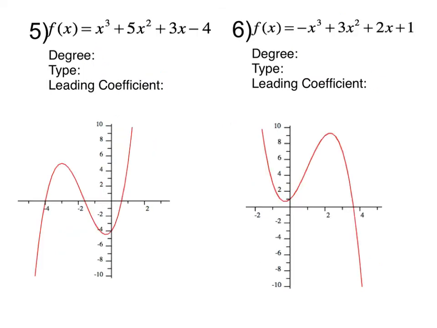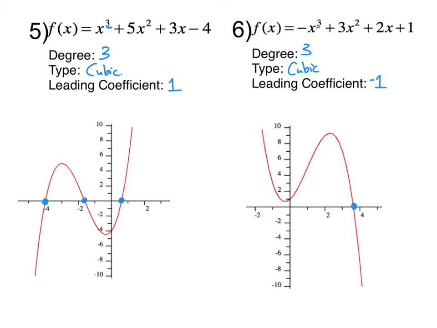Moving on to number 5 and 6, they have the highest degree is 3 and 3, so that type is cubic. All right, and notice the leading coefficients, this one is 1 and this is -1. And here notice this cubic function has 1, 2, 3 x-intercepts. When I look at number 6, notice I only have 1 x-intercept.